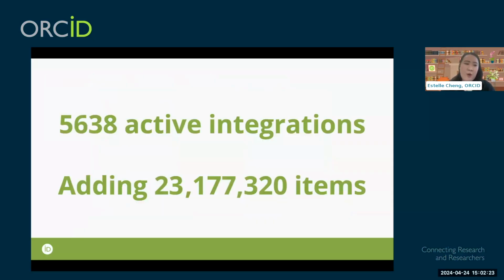Since the focus is on integrations today, I want to share a few numbers as a starting point. There are actually more than 5,000, actually 5,600, active integrations, meaning those systems are already connected with ORCID, and they are using the member API to add around 23 million items.